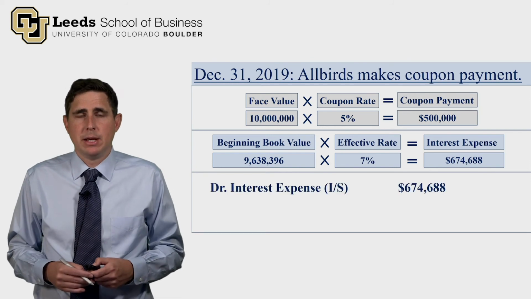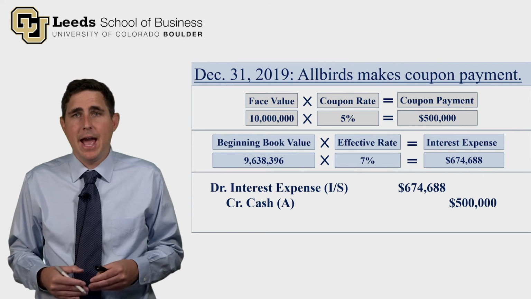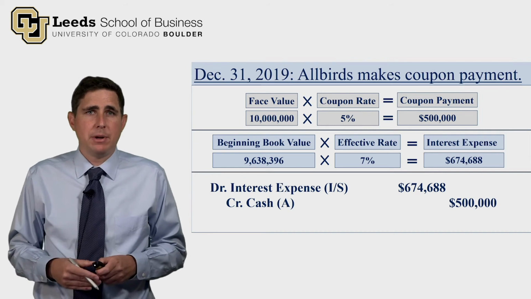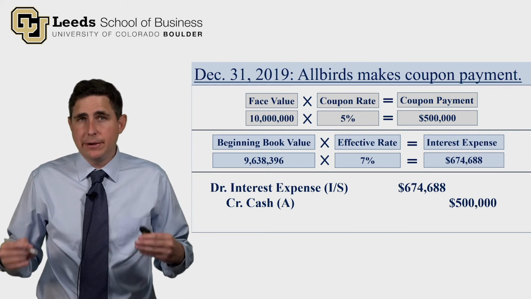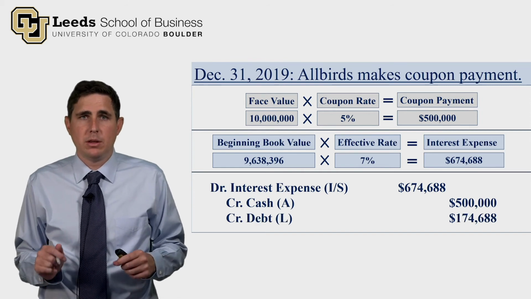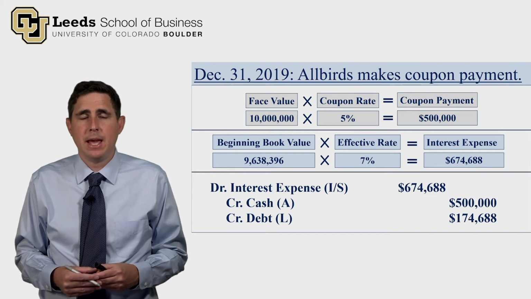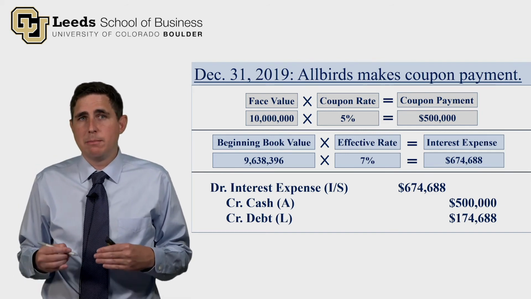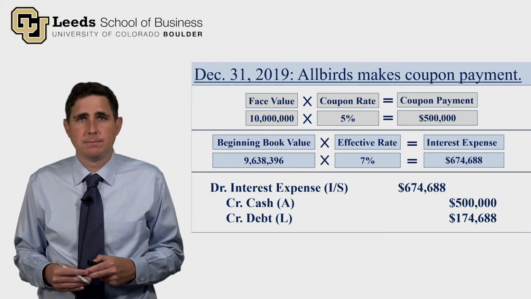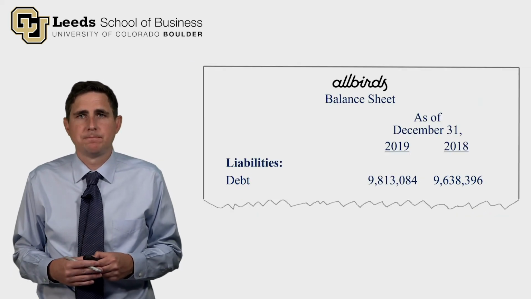Here's the journal entry. A debit to interest expense of $674,688, and a credit to cash of $500,000 for the coupon payment. Remember, the third step in accounting for bonds is to have the difference between these two amounts amortize the debt balance. So the plug to this journal entry is a credit to the debt account to balance the journal entry, and a credit to the debt account is going to make the book value go up by $174,688.